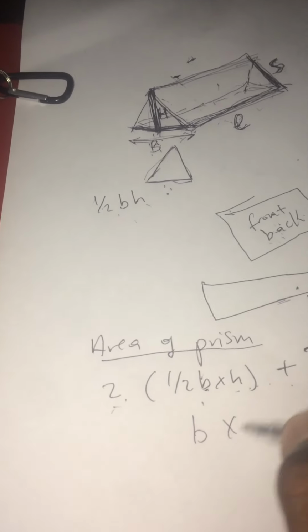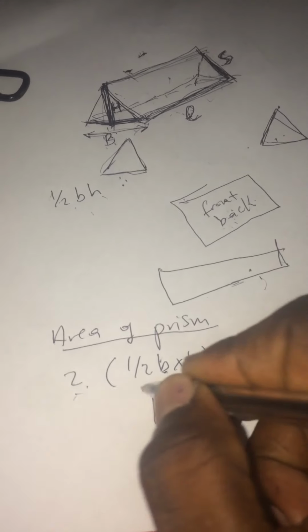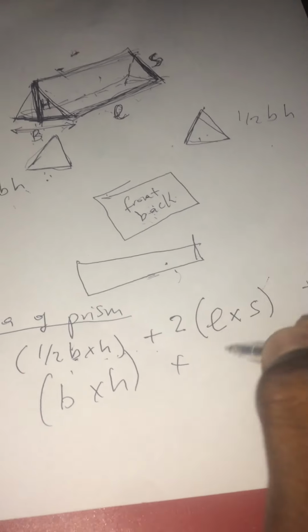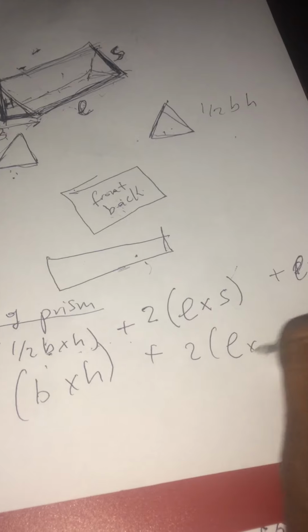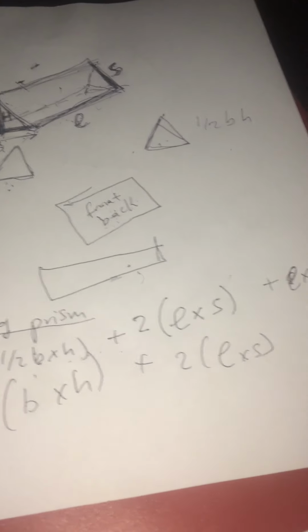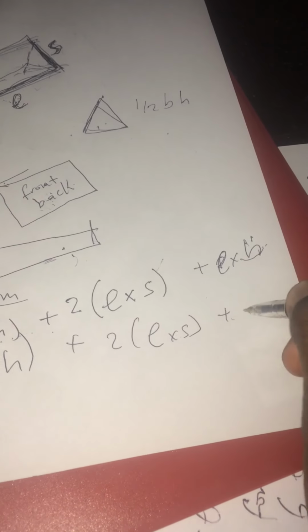So now this can be simplified because you know 2 times a half is 1. So it's going to be base times height. That's a triangular piece. Plus 2 times length times side, which is the side and back piece, plus length times base, which is the bottom piece. So that's how you would find the area of the triangular prism.